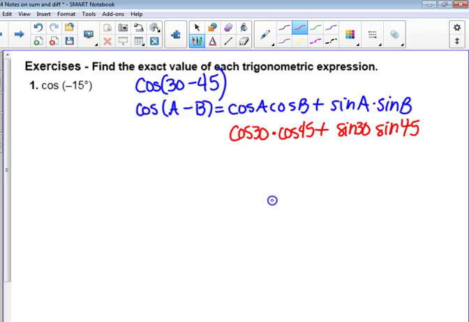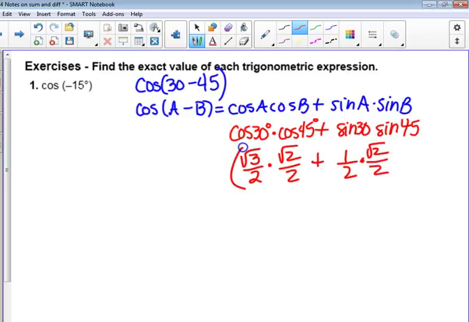Flip your blue sheet over. What is the cosine at 30 degrees? The cosine is square root of 3 over 2, right? The cosine at 45 is square root of 2 over 2. The sine at 30 and the sine at 45. Right? Multiplication before addition.